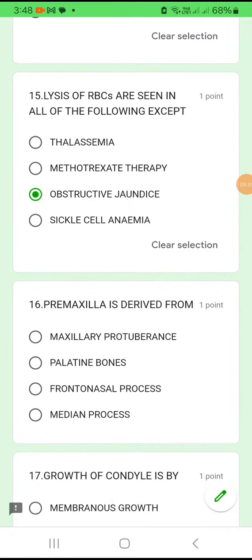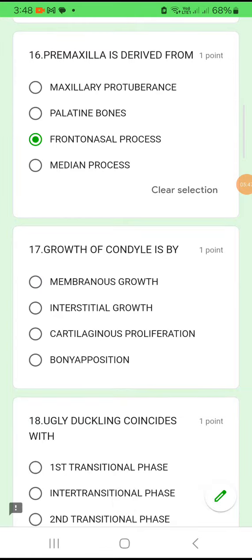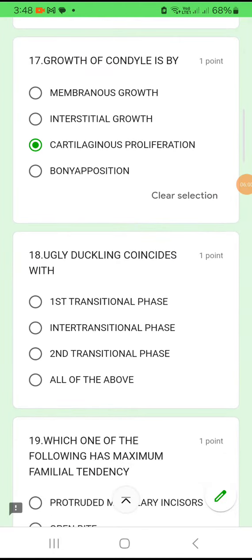Question number 16. Premaxilla is derived from maxillary protuberance, palatine bones, frontonasal process, or median process. Premaxilla is derived from option C, frontonasal process. Question number 17. Growth of condyle is by which growth? Membranous growth, interstitial growth, cartilaginous proliferation, or bony apposition? Growth of condyle is by cartilaginous proliferation. Question number 18. Ugly duckling coincides with which phase?